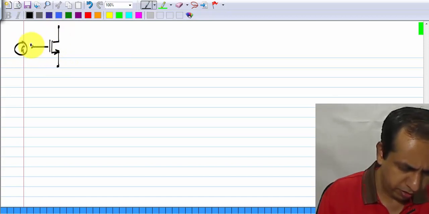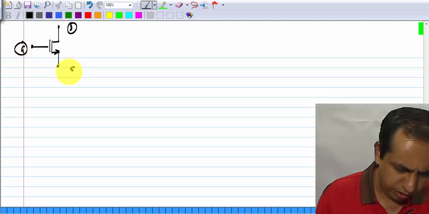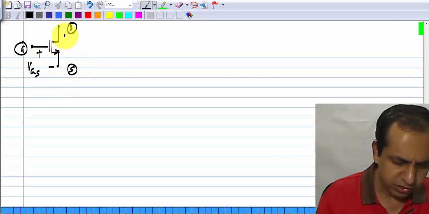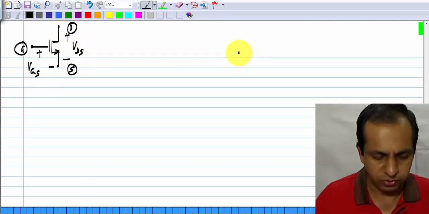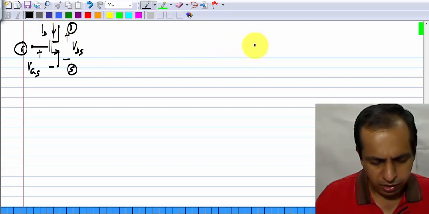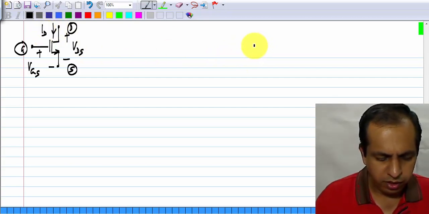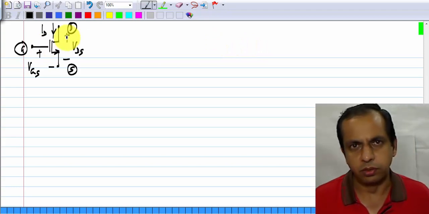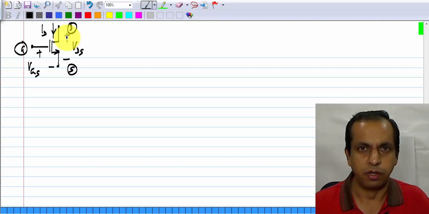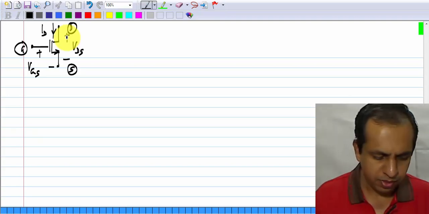We have the gate, drain and source, and we have the 2 port voltages VGS, gate source voltage, and VDS, drain source voltage, and the drain current ID. The gate current IG is 0, which makes analysis and even design simple in many cases.